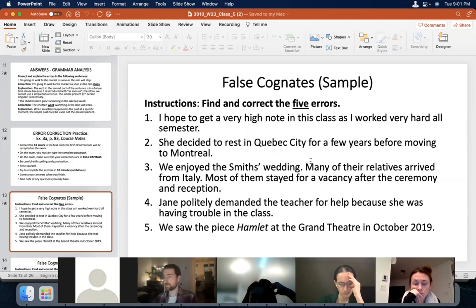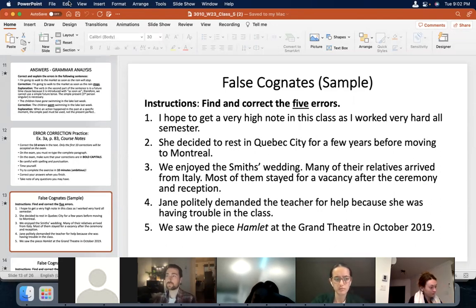Okay. Here are false cognates. Do you know what false cognates are? Linda, could you help me? What are false cognates? Faux amis. Hadora, do you want to help me? I think it's faux amis in French. Well, they're words that exist in French and in English, the same words or similar, and they do not have the same meaning. Correct.